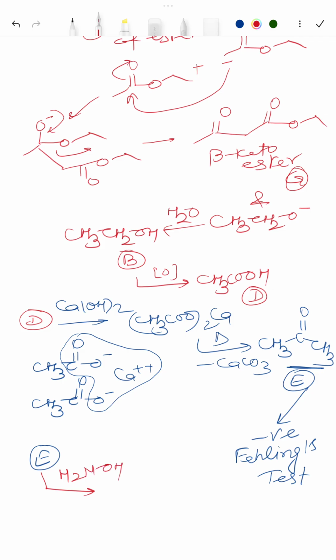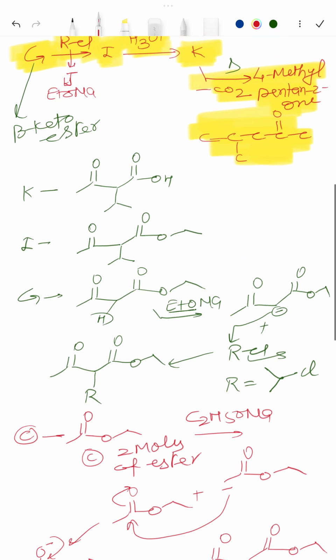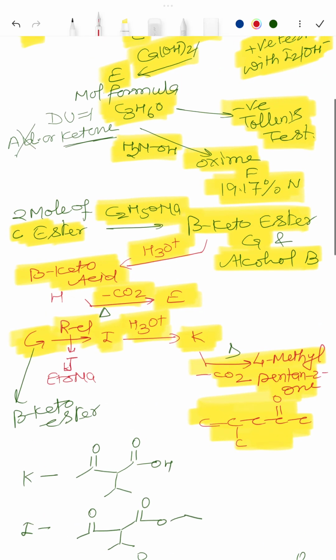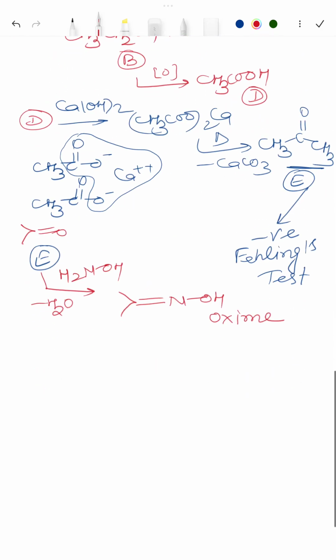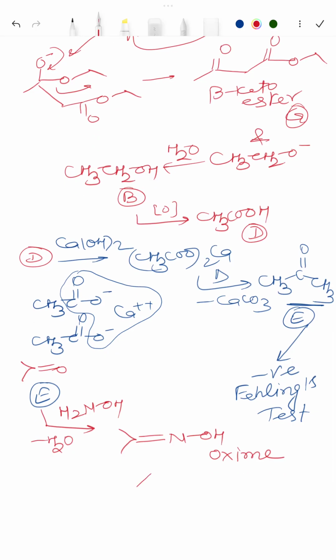Now take E, and when it reacts with NH2OH, which is hydroxylamine, and E has a C double bond O, minus H2O, an oxime will form. So C double bond NOH, and this is actually the oxime. And in this oxime the percentage of nitrogen will be 19.17.